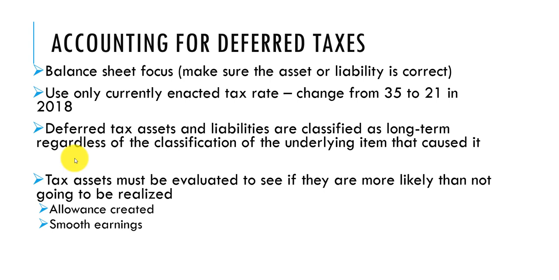Unfortunately, companies can use it to smooth earnings. It's a judgment call, and so there's a lot of judgment involved in whether or not you're going to be able to use those tax assets. The new tax law actually makes it more likely, because things like carryforwards can be forever, and therefore there's less likelihood that you will run out of benefit in the future for some of your tax deductible amounts.